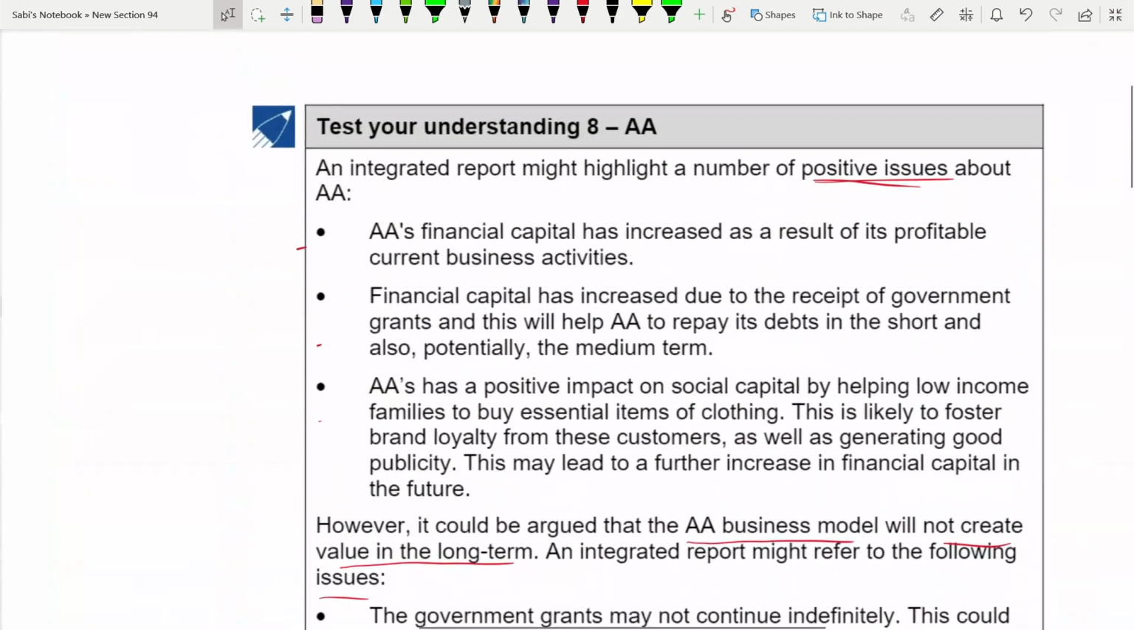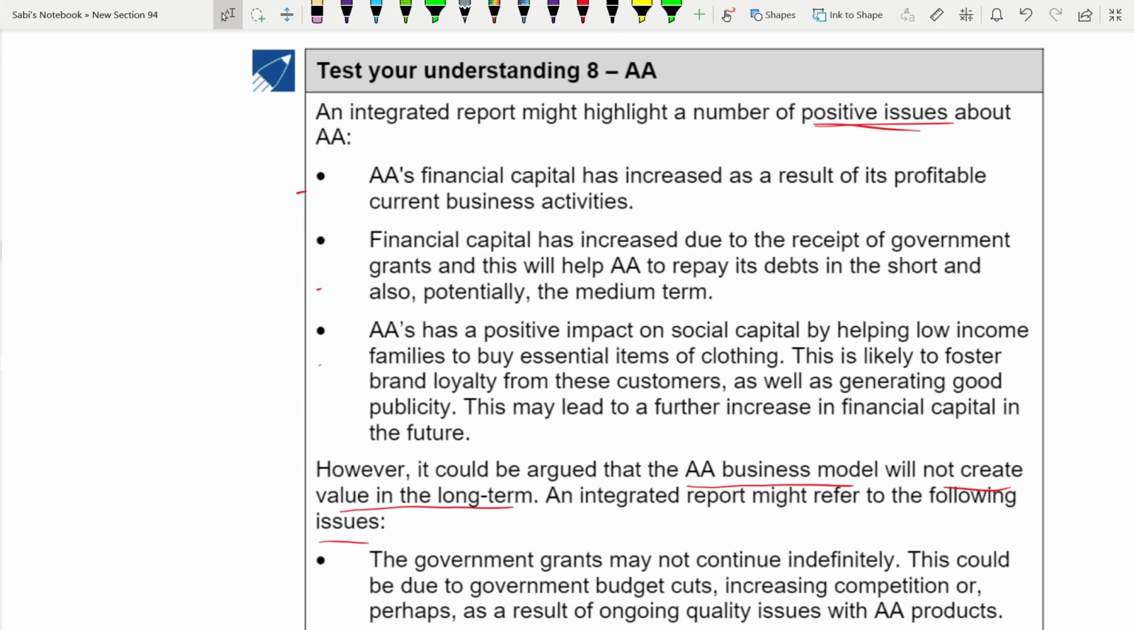Straight away, first we'll go to the positive side. In terms of financial capital, it increased. Why? Because their current business activity is profitable, that's why their financial capital is good. You always have to say why something is good or bad. You just cannot say financial capital increased or financial capital decreased, or that it increased and that's why it's good. What is good for whom?